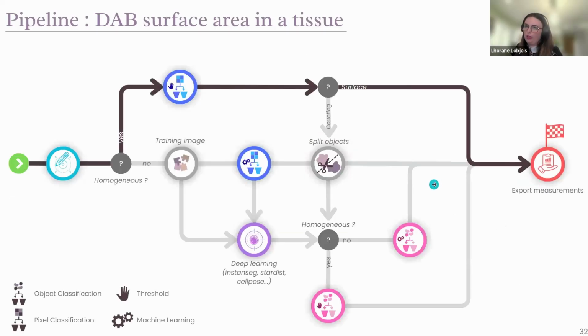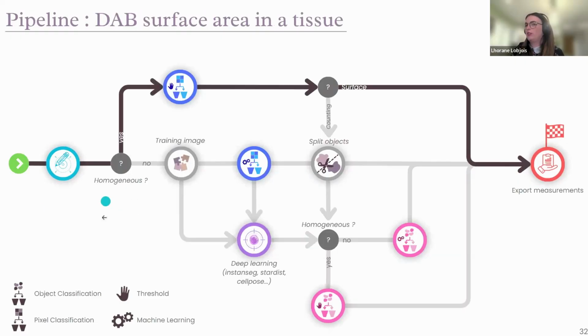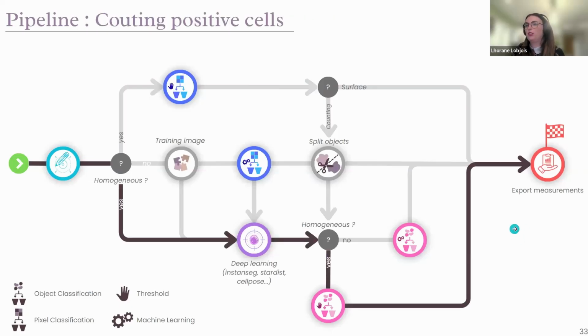So that was the first pipeline. I create my project. The signal is quite homogeneous. I create a pixel classification also for the tissue and the DAB. I take the surface of that so I can export the measurement. So I will go to a second one. And you see that it's quite different in this way because I had some lines, and it depends on your project. So it's an evolutive pipeline.